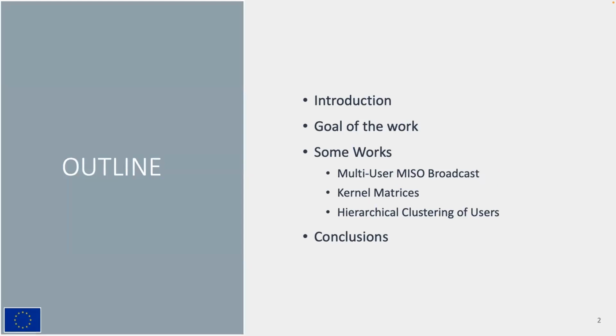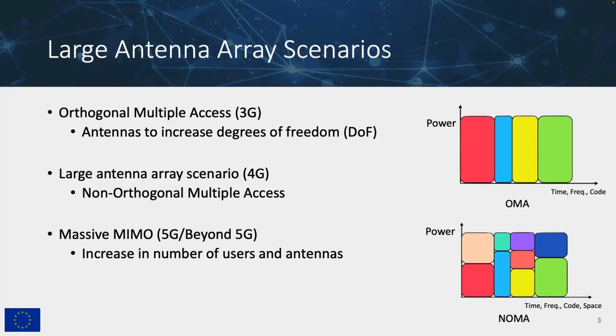This is an outline of the presentation. So I try to motivate a little bit, and then we go into some works. The first thing we were thinking is we want to work on massive MIMO, and to give you some intuition why. In the beginning, what people wanted to do was orthogonal multiple access. That was 3G. In 4G, people started to realize that it's nice to share resources. And then in massive MIMO, people started to increase the number of antennas to serve the maximum number of users.